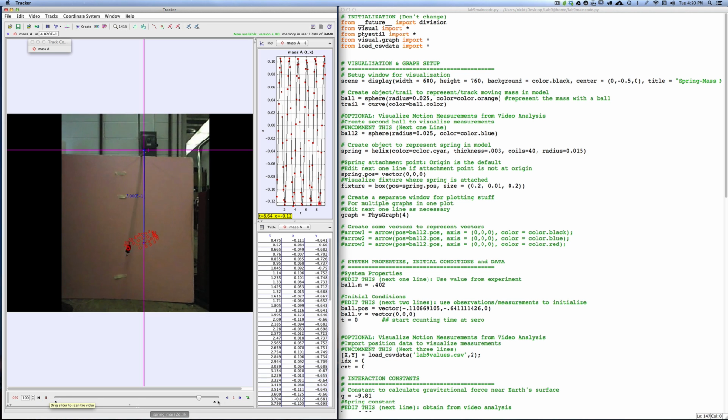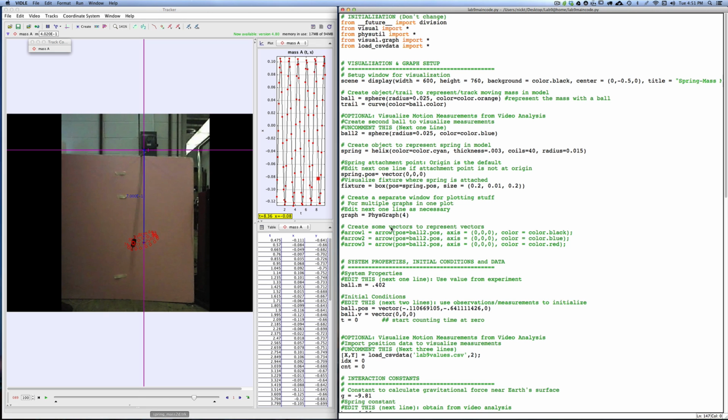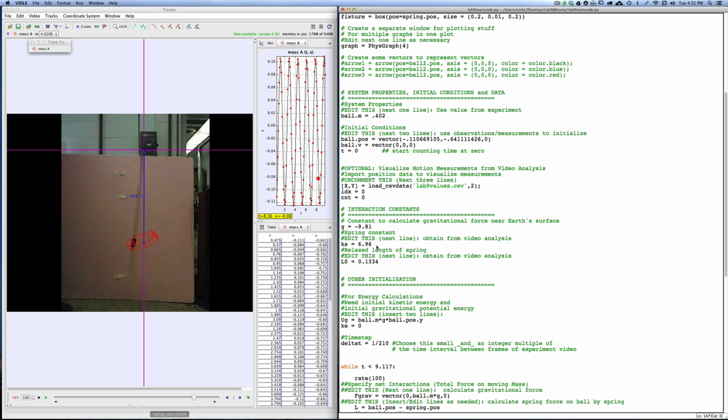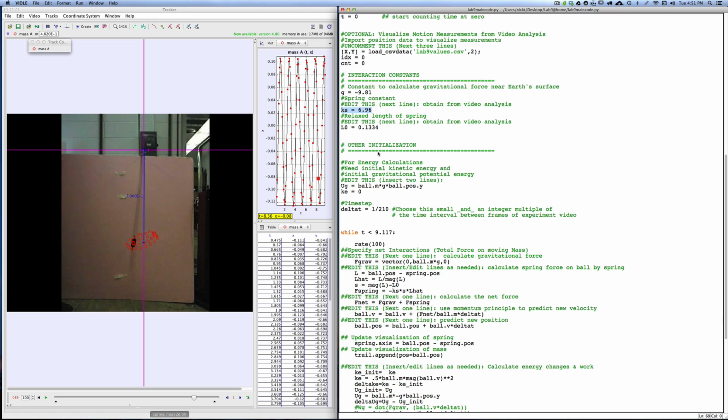The motion was plotted in Tracker and transferred to an Excel sheet and ultimately modeled in VPython. In this same file, a simulated mass and spring with the same conditions were coded. The simulated spring constant was set to 6.96 newtons per meter, the value found in Lab 8. L0 was set to 0.1334 meters, a value calculated by using Hooke's law, the knowledge that the weight is 0.402 kilograms, and the fact that when the weight is in static equilibrium, the spring length is 0.7 meters.